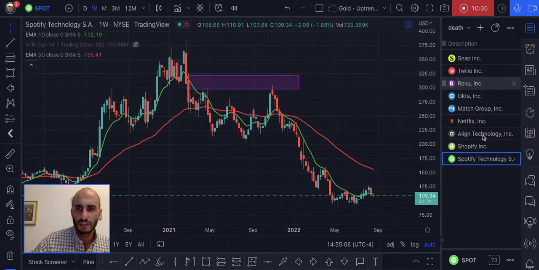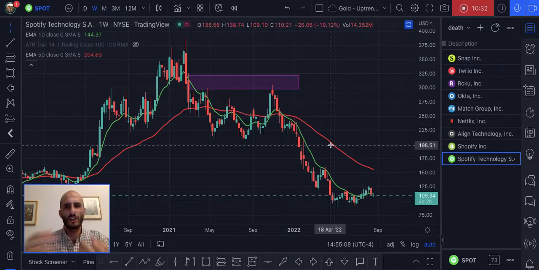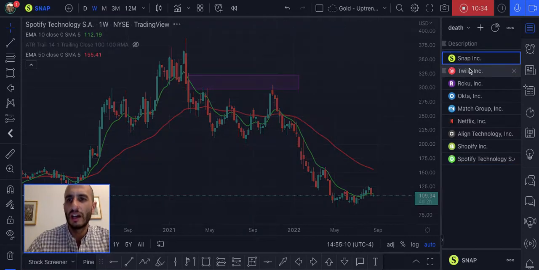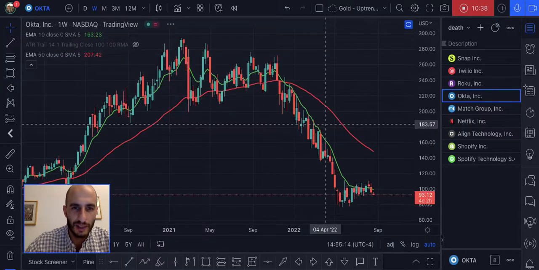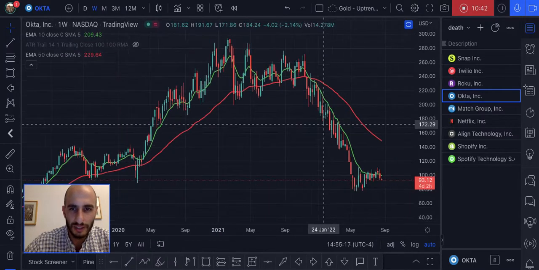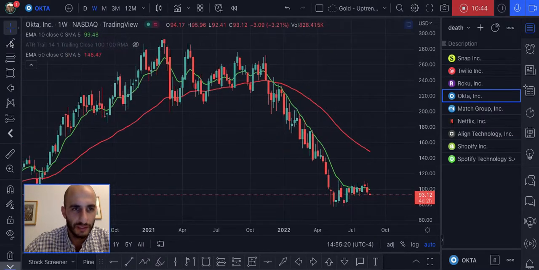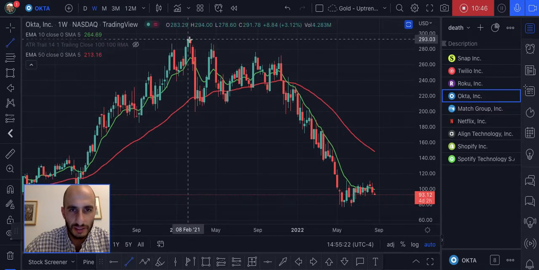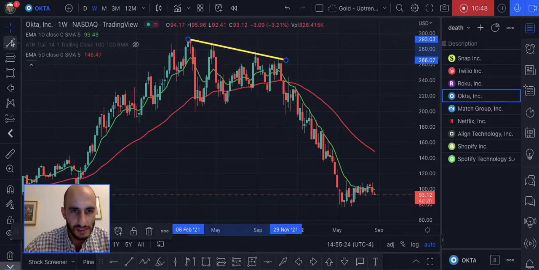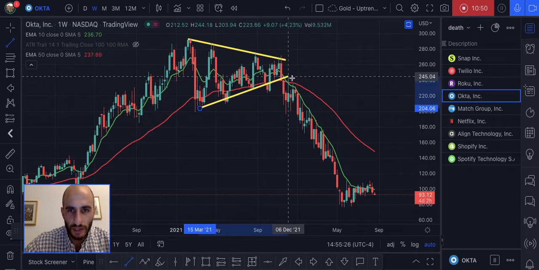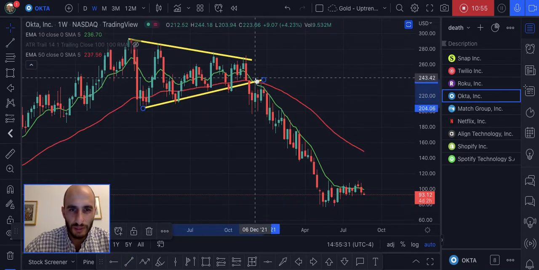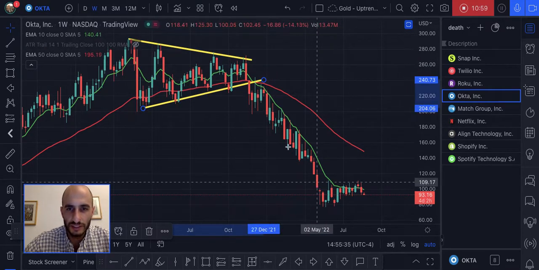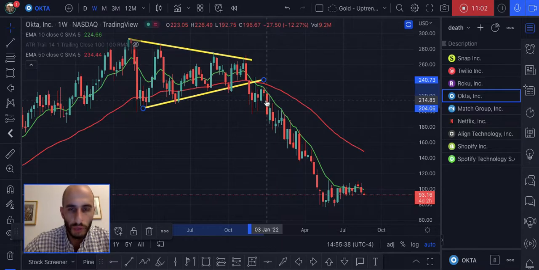So to tell you what, it's not always as neat as you see in Twilio, Snapchat, Roku, Okta, which is a very neat chart. The respect this chart has for technical analysis is beautiful. Even this chart pattern here, this symmetrical triangle with a breakdown, and this week trying to undercut above, and the bears pushing the price back below, and the sell-off starts, and it respects thoroughly the 10 EMA.